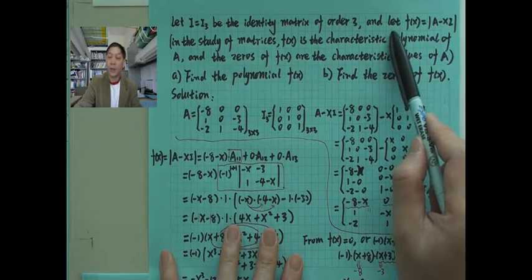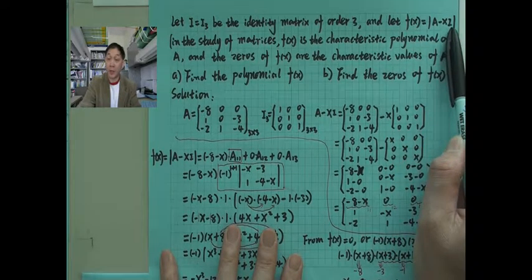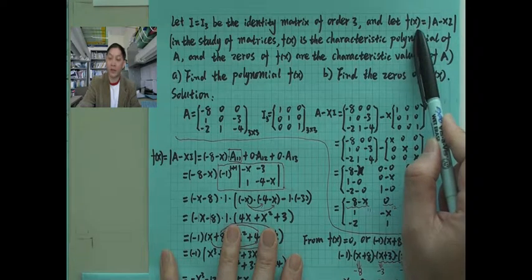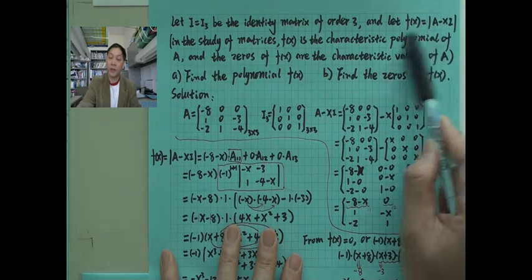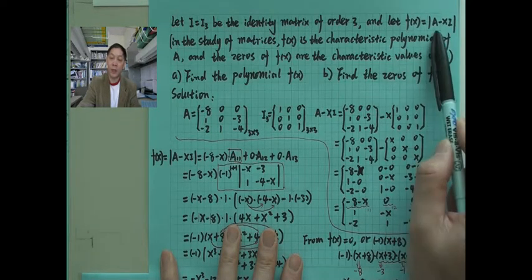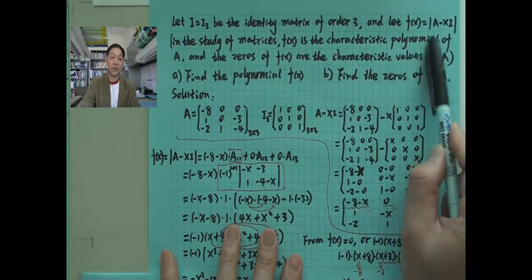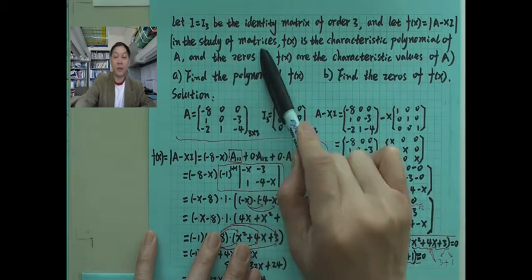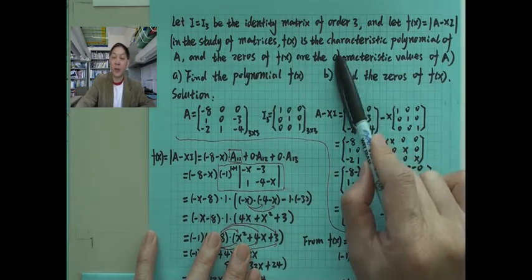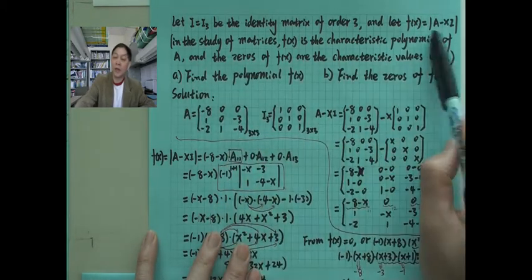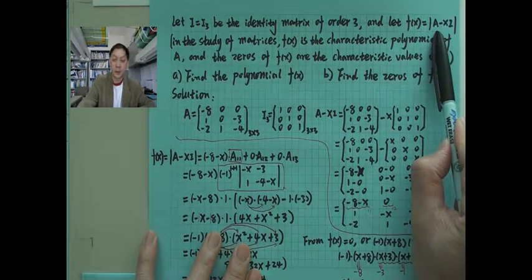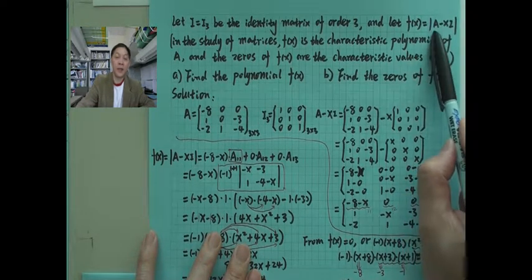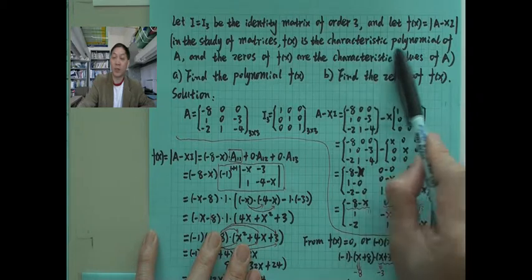Now, let A be this one. What's the meaning for that? Let f of x be this one. We'll figure it out together. What's this? This is a polynomial actually. In the study of matrices, f of x is called the characteristic polynomial of A, because A is involved right here. If it's B, then we call this the characteristic polynomial of another matrix B. Here it is A, so we call it the characteristic polynomial of A.